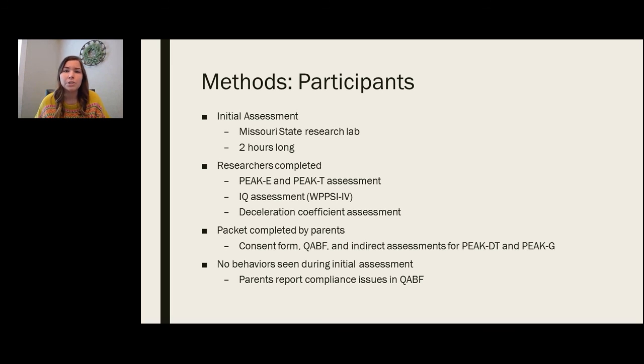And then while she was getting all of these assessments done in the research lab with the researchers, there was also a researcher out with the parent while the parent completed a packet that included a consent form, a QABF, and also indirect assessments for the direct training and the generalization modules. It's worth noting that there were no behaviors seen during the initial assessment, but the parents did report that they had compliance issues in the QABF.